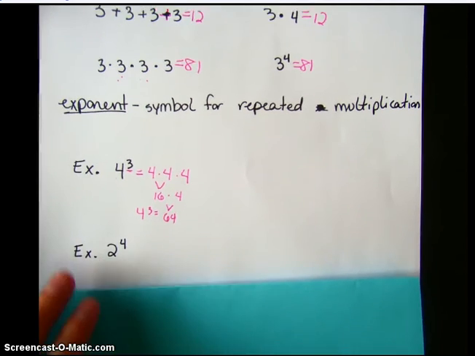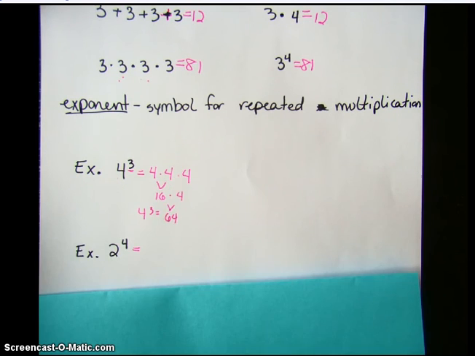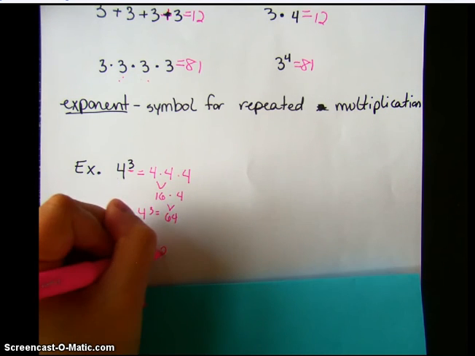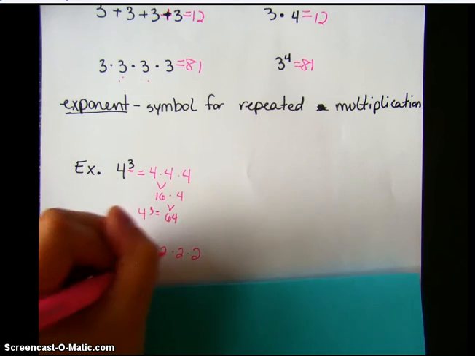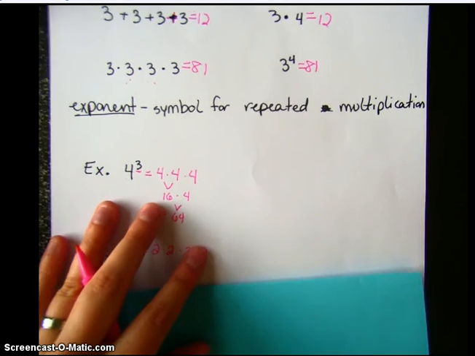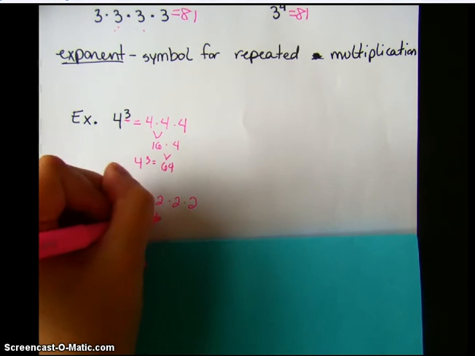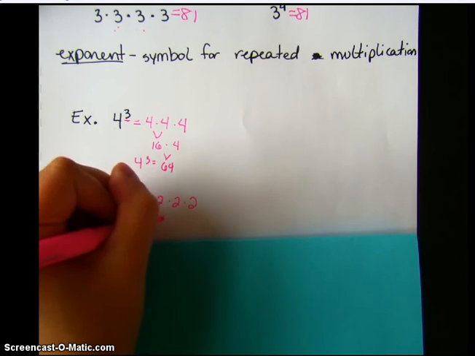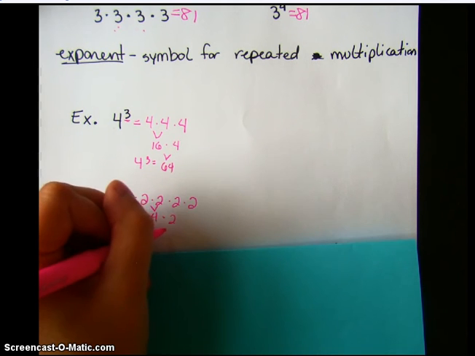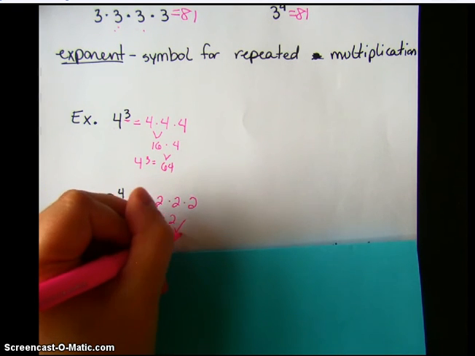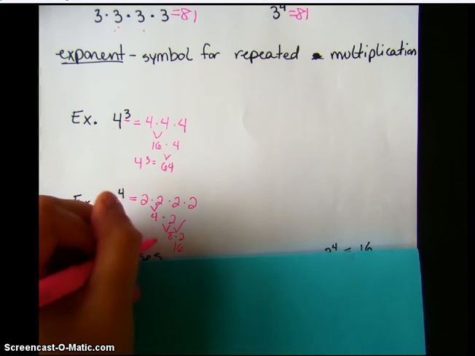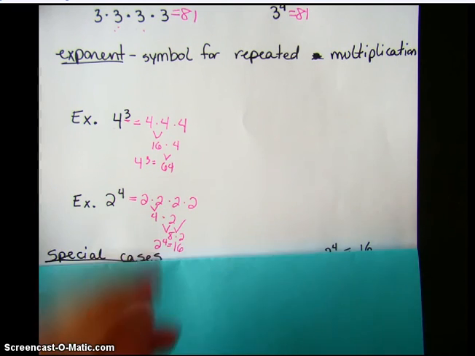Okay, let's try another one. 2 to the fourth. That means take 2 and multiply it 4 times: 1, 2, 3, 4. So 2 times 2 times 2 times 2. 2 times 2 is 4, times 2 is 8, times 2 is 16. So 2 to the fourth is 16.